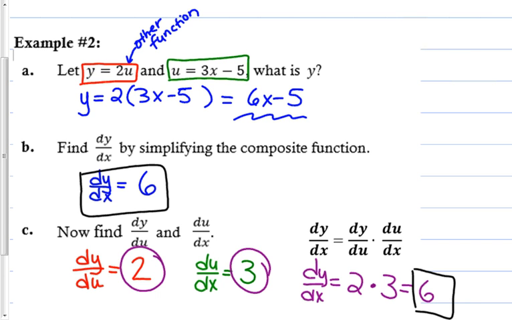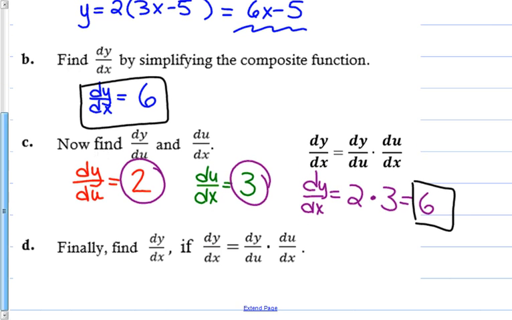And that leads us to part D. Part D, I was just asking you to find dy dx, but using the formula. Okay, this is how you derive composite functions. Basically, you have to find the derivatives of both functions and multiply them.